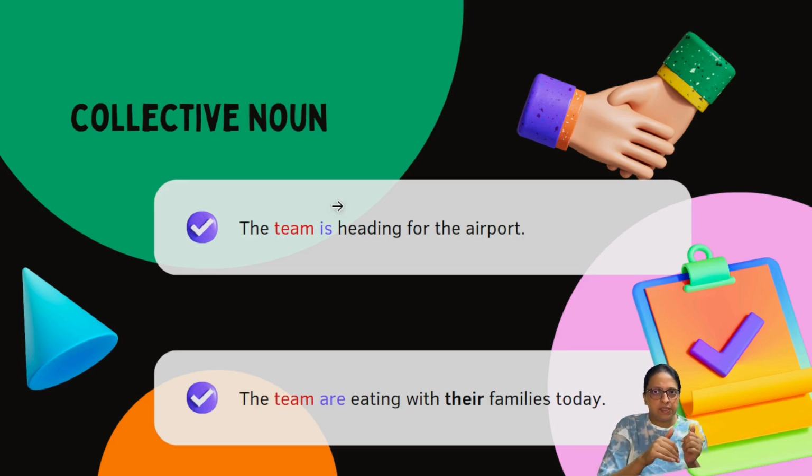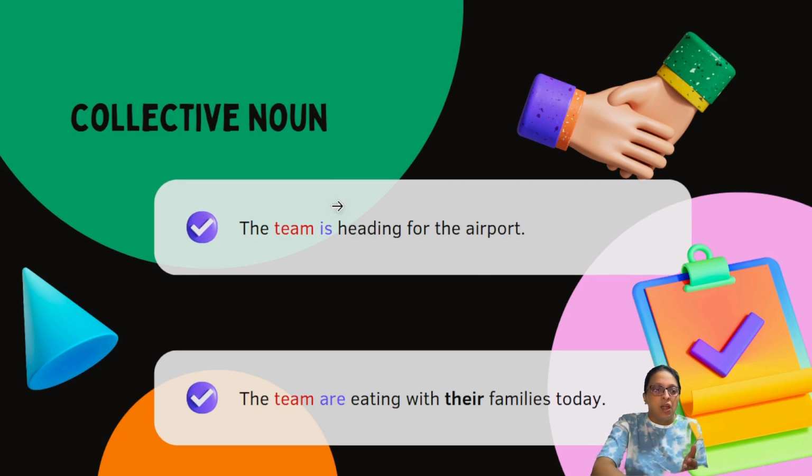But let us see the next example. The team are eating with their families. What do we mean here? Why have we taken "are" here? In the previous sentence, we used "team" with a singular verb. But why are we using "are" here?